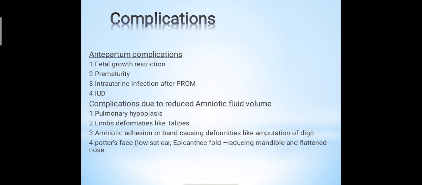Limb deformities like talipes occur. There is amniotic adhesion or band causing deformities like amputation of digits. And Potter's face: there is a low set of ears, epicanthic fold, reduced mandible, and flattened nose.